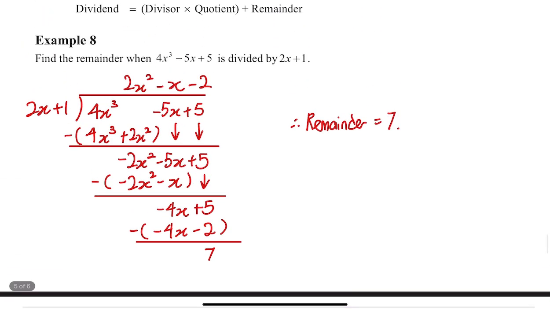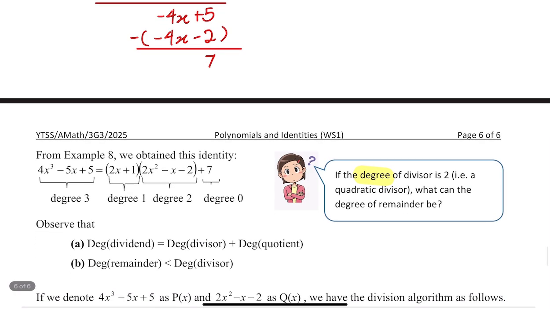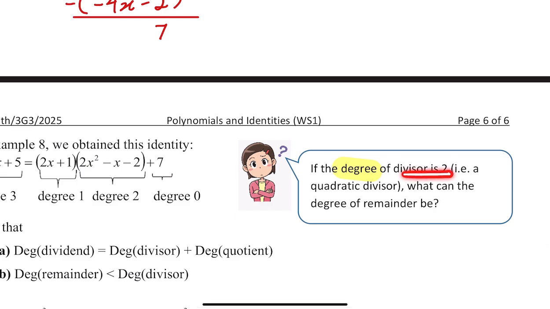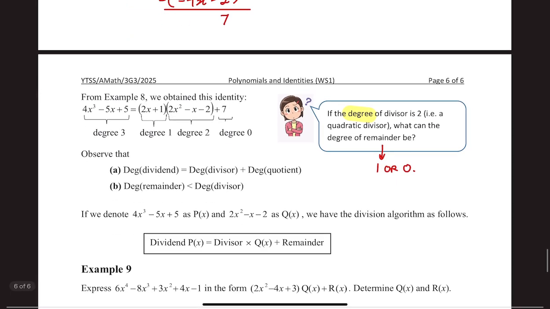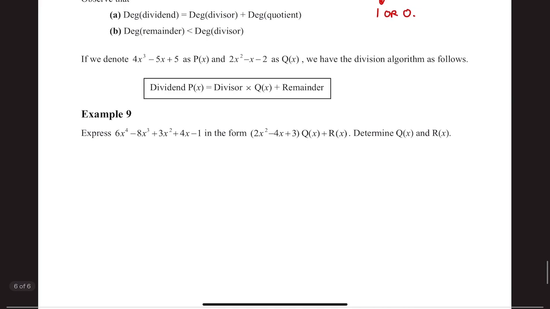If the degree of your divisor is 1, this means that whenever I still have x, I can continue dividing. So the degree of the remainder must always be less than that of the divisor for the division algorithm to work. If the degree of the divisor is 2, the degree of the remainder must be less than 2. It can only be 1 or 0. It must be strictly less than 2.